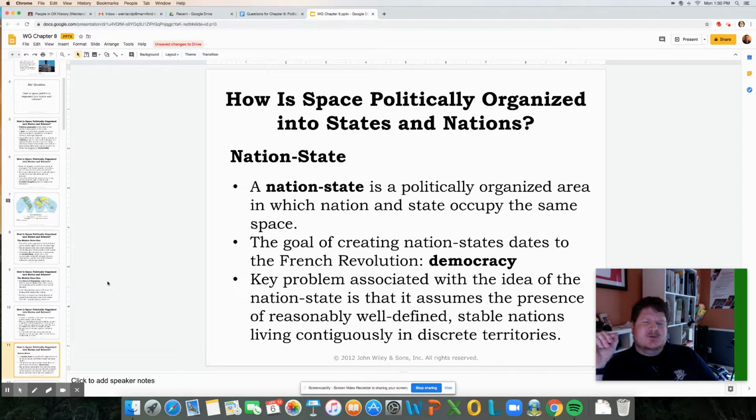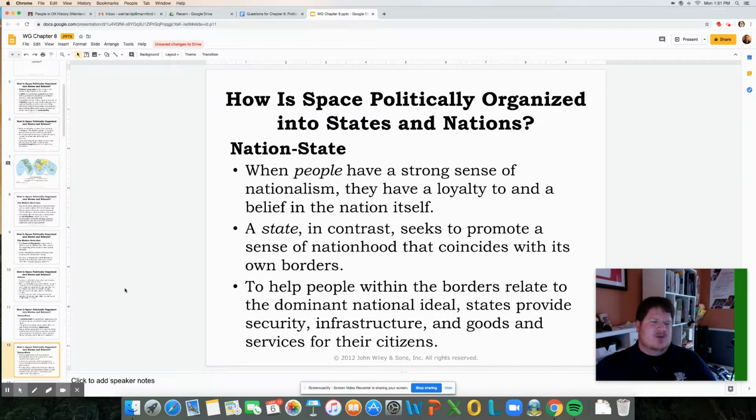A nation state is a politically organized area in which a nation and state occupy the same space. So basically, this is where we start to see the people of that nation occupy that country. The goal of creating a nation state dates back to the French Revolution, with democracy trying to come into that country. So when people have a strong sense of nationalism and a loyalty to a belief in the nation itself, that's when we mostly see a nation state.